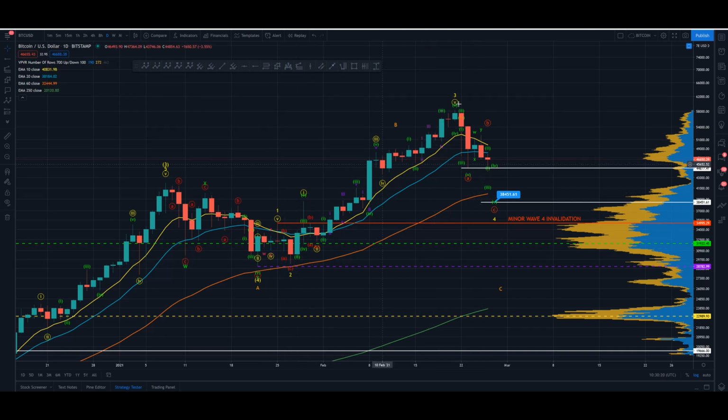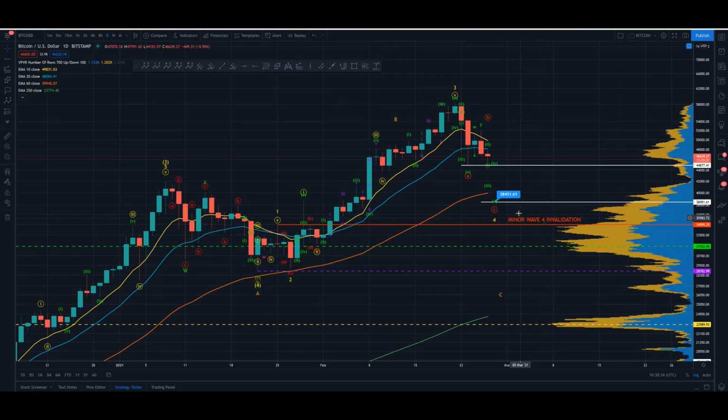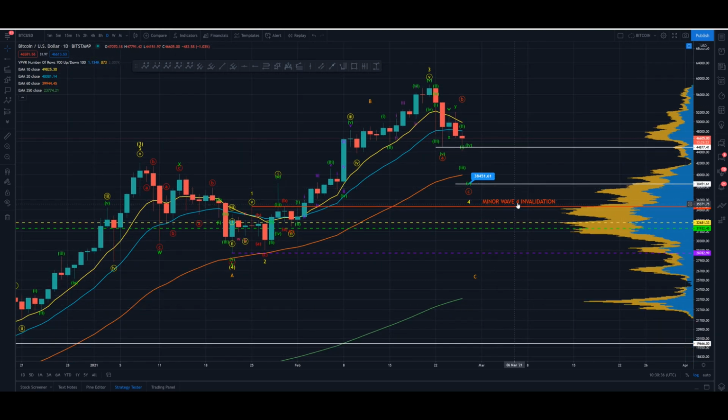Right? So, yes, we can have a completely disproportionate wave 4. Because look at what we're trying to retrace here. We're trying to retrace a doubling. So bear that in mind. But we do have a target for that wave 4 that it cannot cross, which is a minor wave 4 invalidation point here. And this is 34,995.29. If we go through that, wave 4 is invalid.